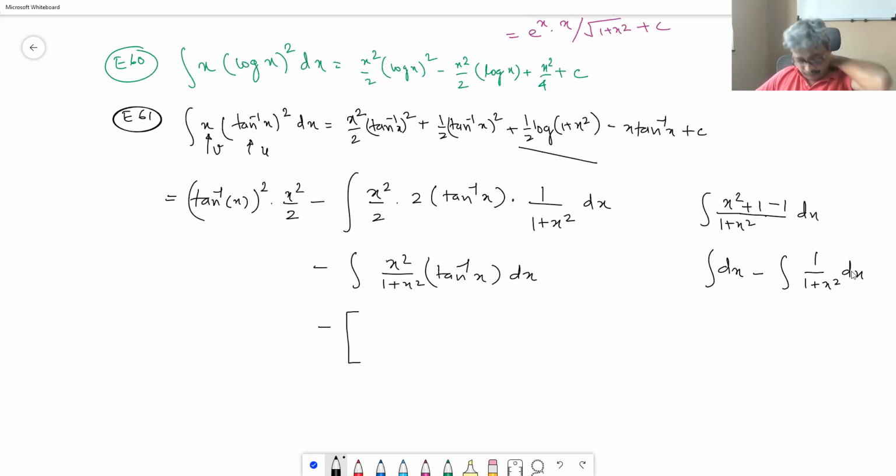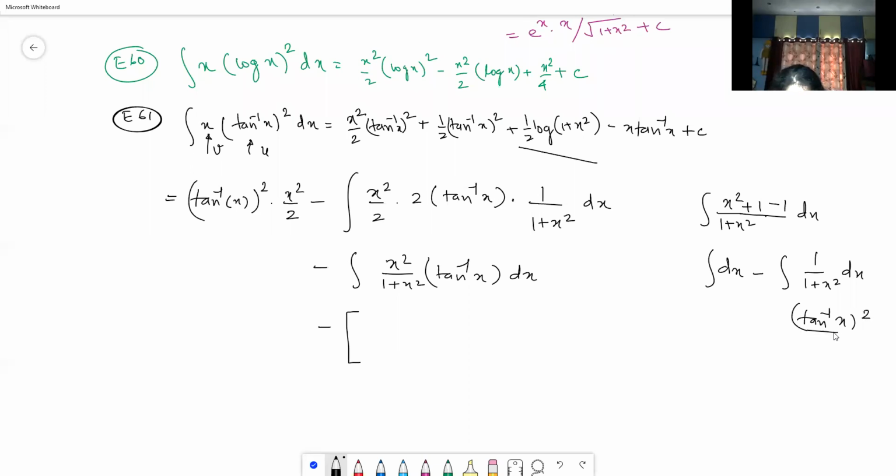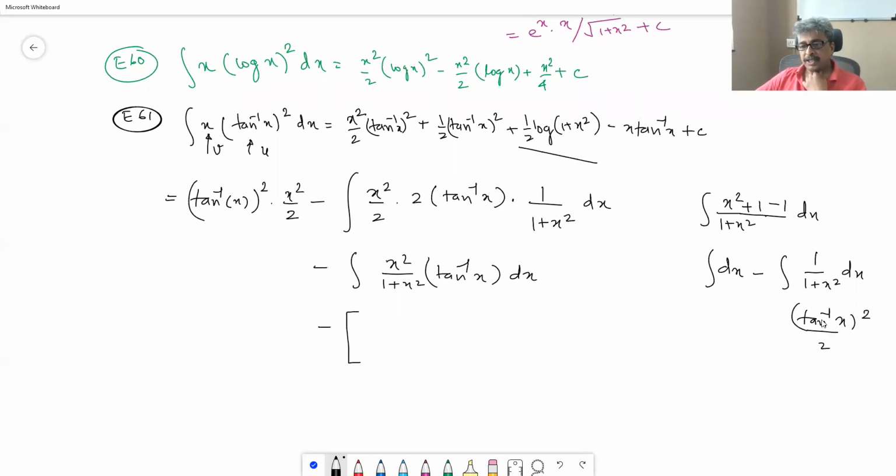What is the integral of this second part? What is this integral? Tan inverse x bracket square upon 2. If we differentiate tan inverse x bracket square upon 2, I think this along with this tan inverse is easily integrable. Therefore, okay. So use integration by parts.